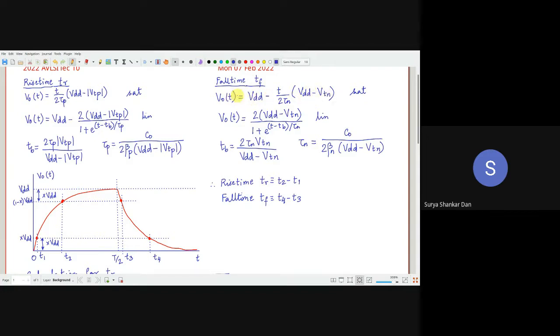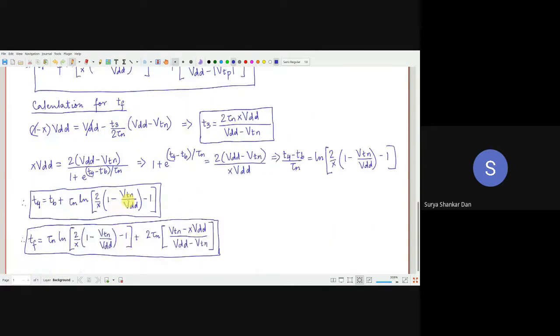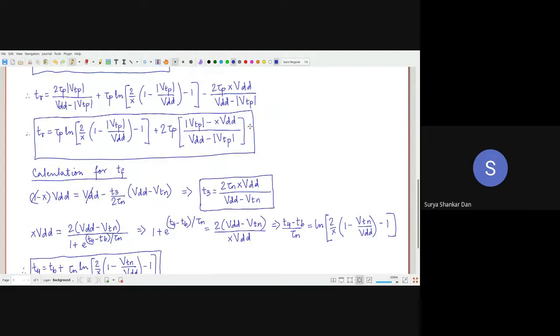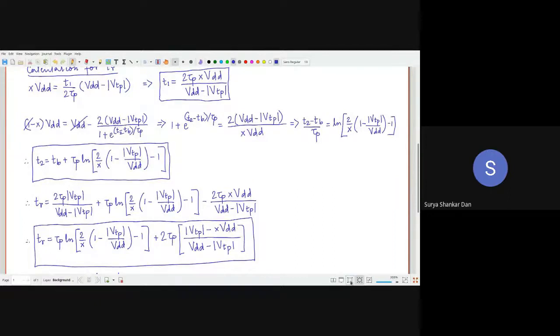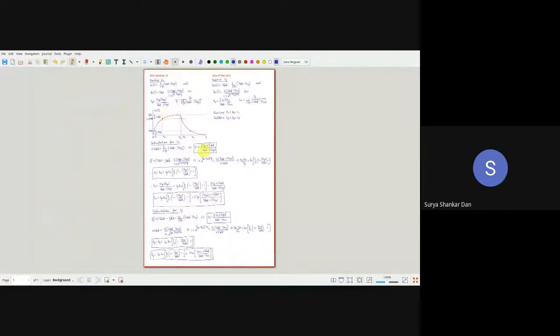All we will do is replace this VO by this (1 minus X) VDD and T with T3. So that's what I've done here. (1 minus X) VDD and this is T3. Obviously VDD and this 1 will cancel, minus and minus will cancel, and you are left with this. As expected, this T3 expression is exactly similar to T1. If you see, this T1 and this T3 are exactly similar, except that tau p is replaced by tau n and VTP is replaced by VTN.